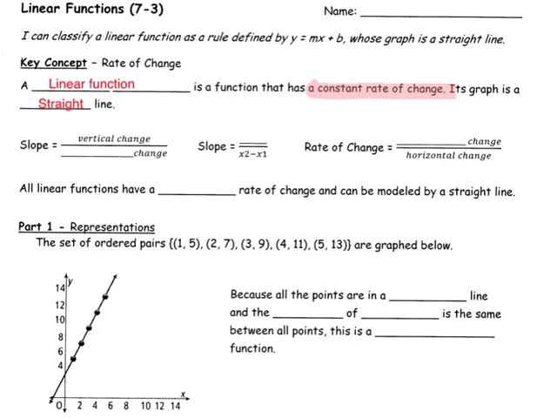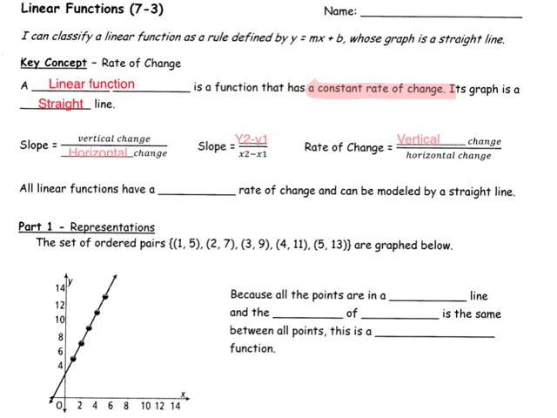Now, down here we have the definition of slope, and we have three different ways to think about slope. Slope is the vertical change over the horizontal change. It is y2 minus y1 over x2 minus x1. And remember that rate of change and slope mean the same thing, so the rate of change is the vertical change over the horizontal change, just like it was over here.